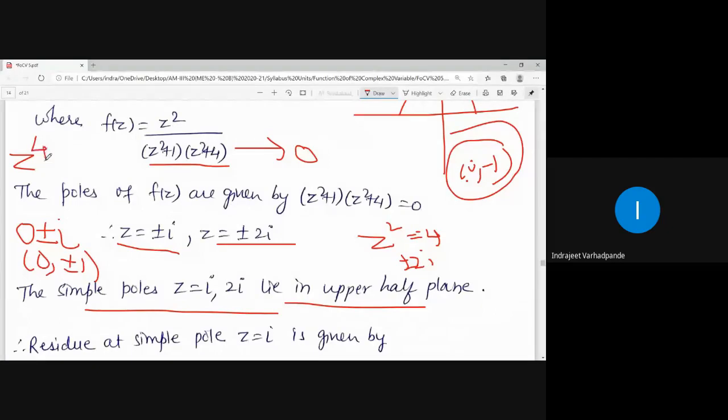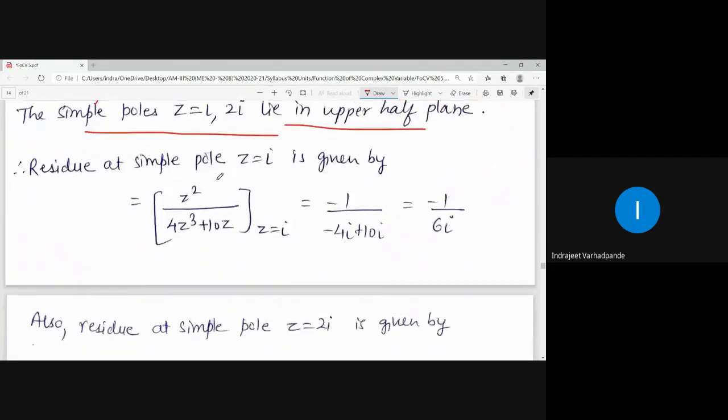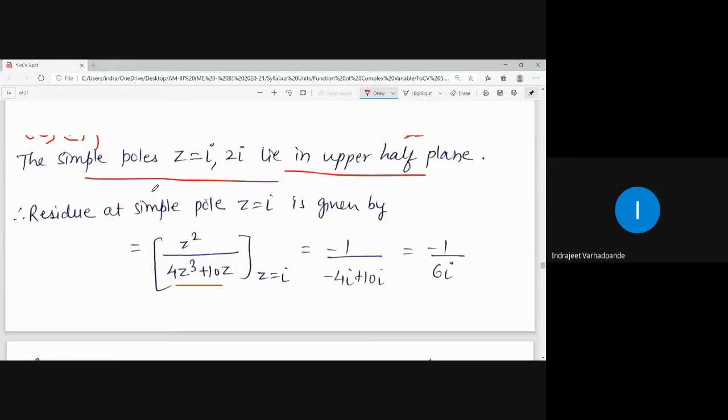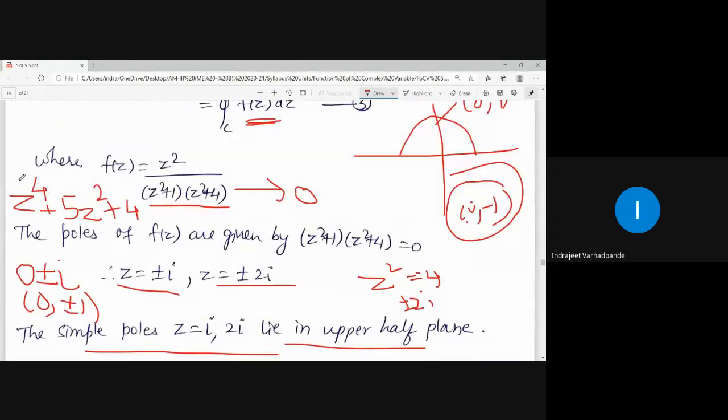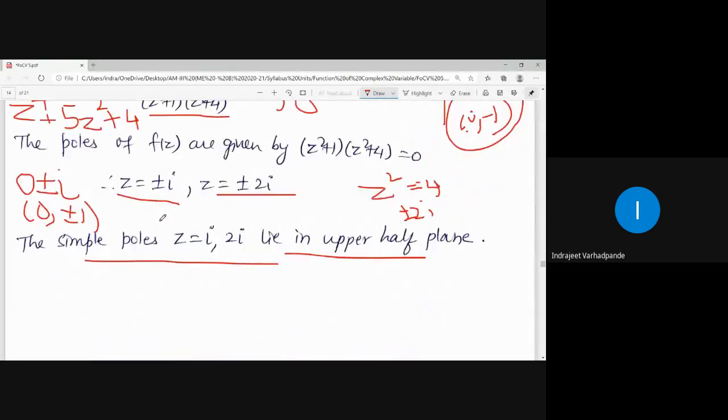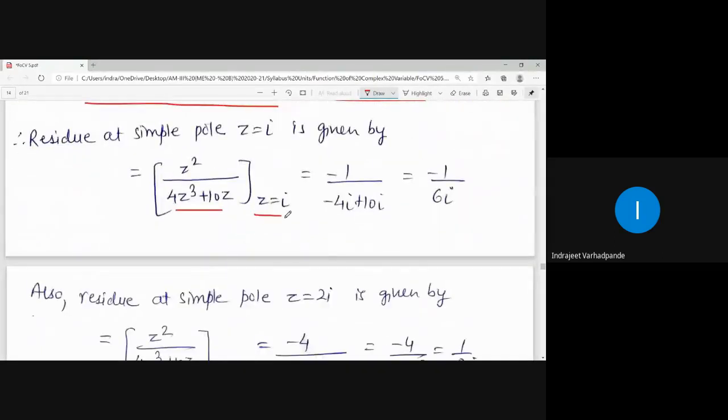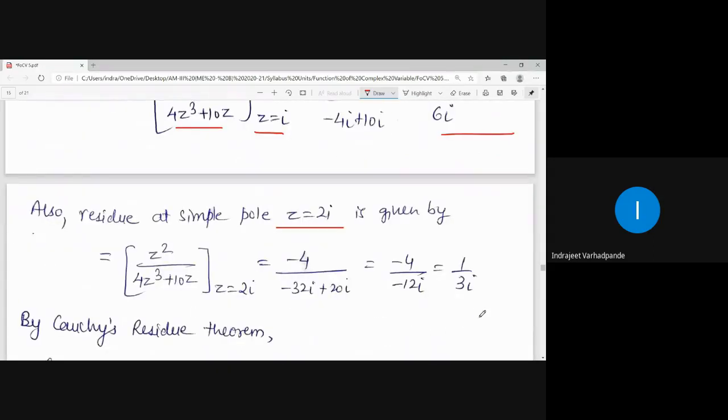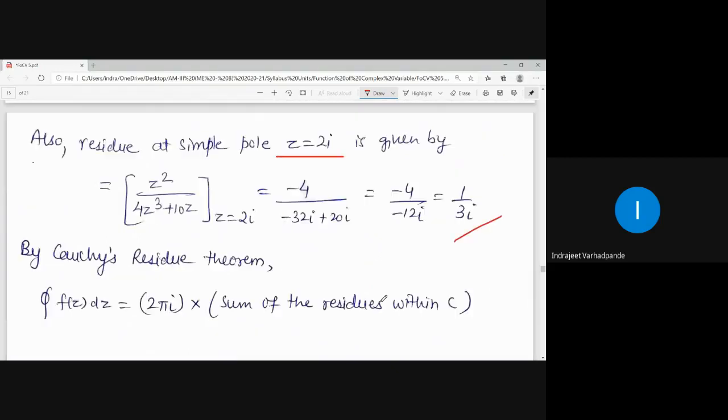z to the power 4 plus 5z square plus 4, something like this will be formed. What will be its derivative? 4z cube plus 10z, the derivative of this term which is in the denominator. So we put the value z is equal to i, you will get this answer. Put the value z is equal to 2i, you will get this answer. You can see the calculation on your own.